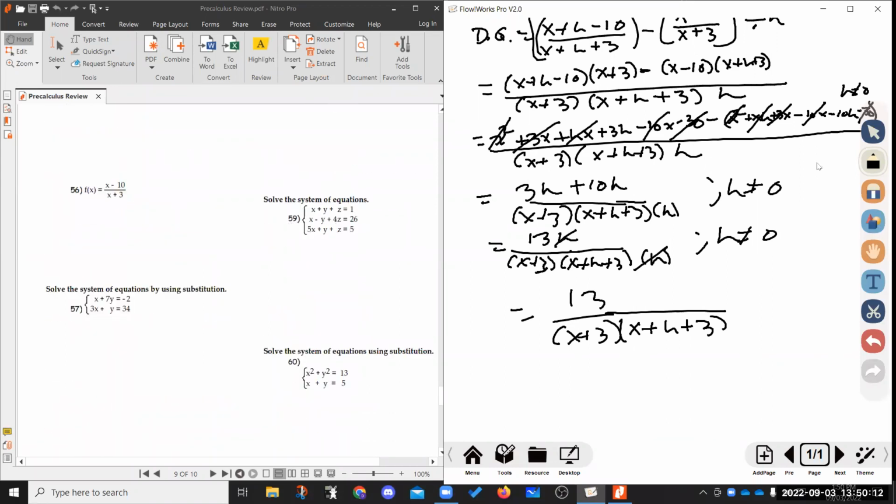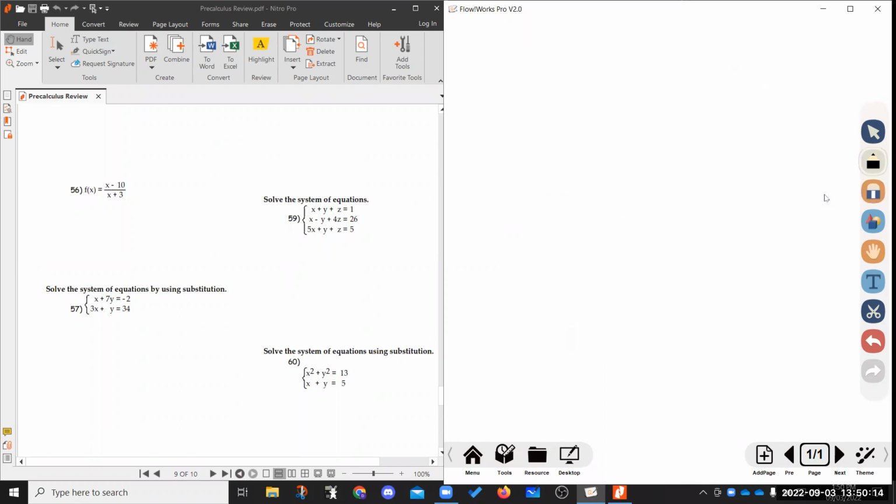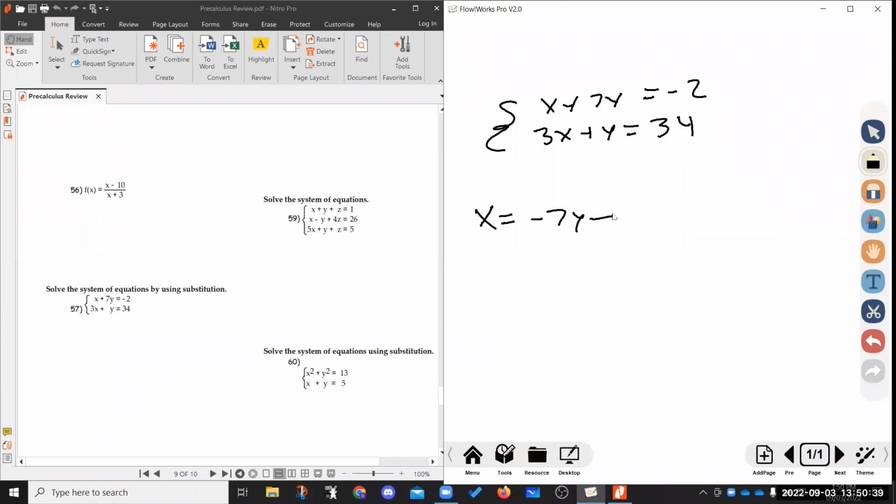Now we're going to solve some systems of equations. The first one they want us to solve by substitution. X plus 7y equals -2. 3x plus y is equal to 34. It matters not whether you solve for x in the first one or solve for y in the second one. Whichever one is easier for you. They both have coefficients of 1. I'm going to solve for x in the first one. So x is equal to -7y minus 2. I'm going to make that substitution into the second one.